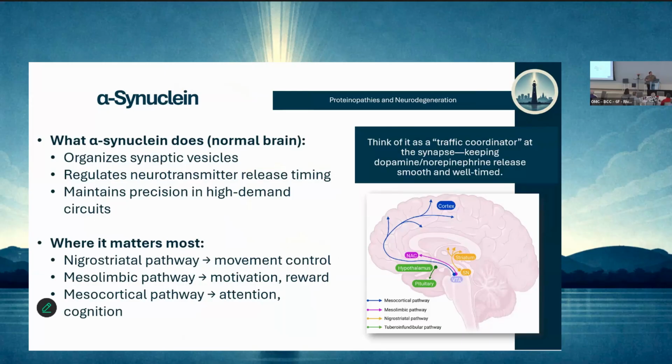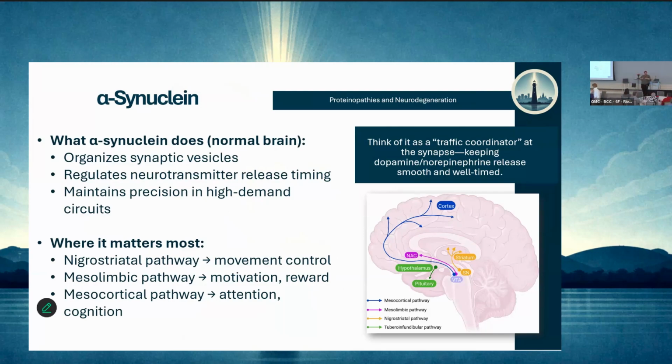All right, so that's Alzheimer's disease, amyloid, and tau in a nutshell. And now we'll move on to alpha-synuclein. Alpha-synuclein is another protein that is very important for normal brain function. It organizes synaptic vesicles. What are those?